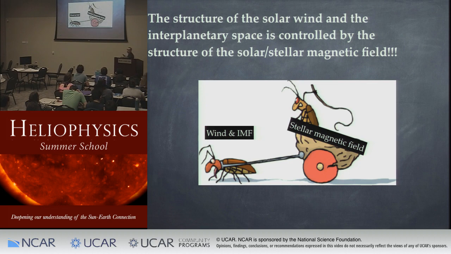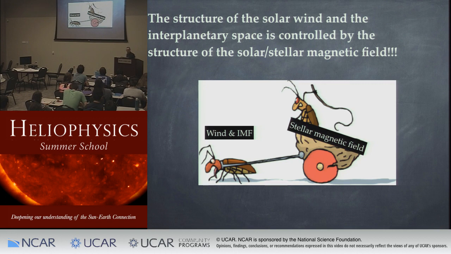So the takeaway from that plot is that the structure of the solar wind and the interplanetary space are controlled by the structure of the magnetic field of the Sun. There's a full mapping of what the field is close to the Sun, and this maps the whole interplanetary space all the way to the edge of the solar system. And this is a very important thing to notice when we talk about the stellar context.